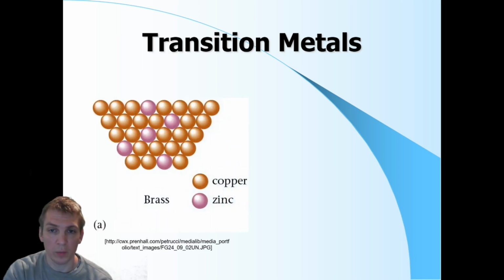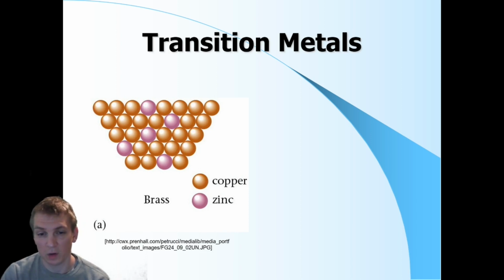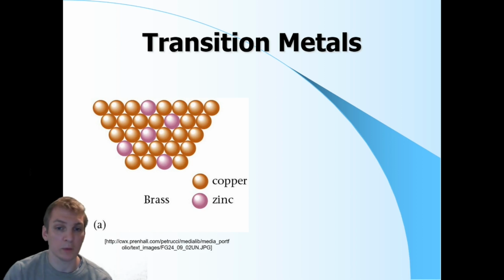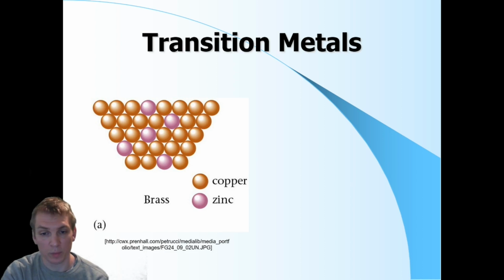And so what we can discuss is that when we mix a lot of these metals together, we can actually form different things called alloys that can help strengthen the properties of the transition metals. And we use them for jewelry. Sometimes we use them for plumbing or for instruments, things like that. And a great example of that is brass. Brass is a mixture of copper and zinc.